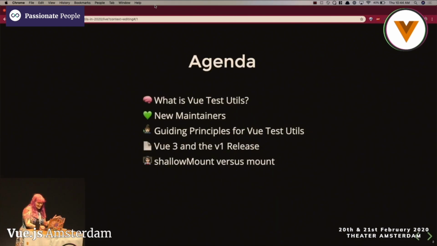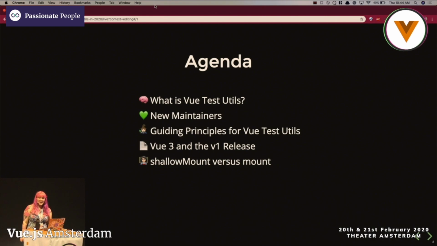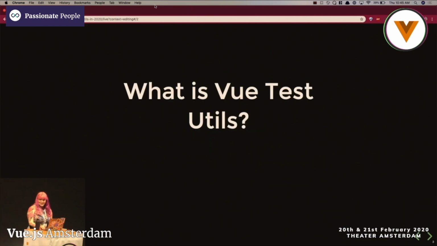Cool. So let's get into it. The agenda, what we're going to be talking about today, is we are going to define Vue Test Utils for everybody who didn't have their hand up when I asked. I'm going to introduce the new maintainers team and how we are making decisions about what goes in the API and what does not. And then we'll finally talk about Vue 3 and the Vue Test Utils V1 release. Vue Test Utils is still in beta, even though it's used everywhere for testing Vue components. And finally, I'll go through kind of a case study of how we're applying our guiding principles to shallow mount versus mount, which has a lot of implications.